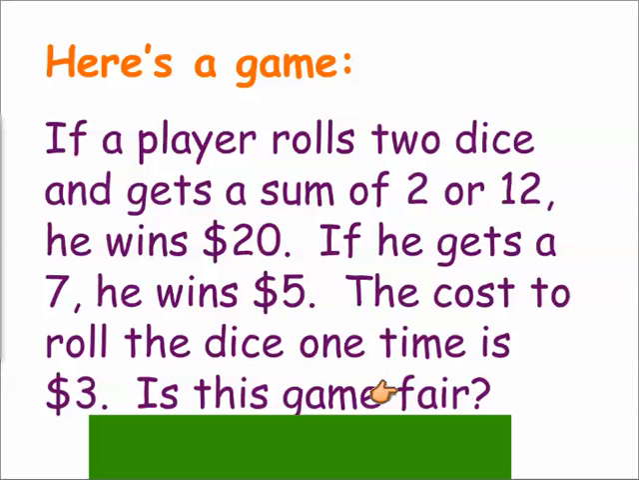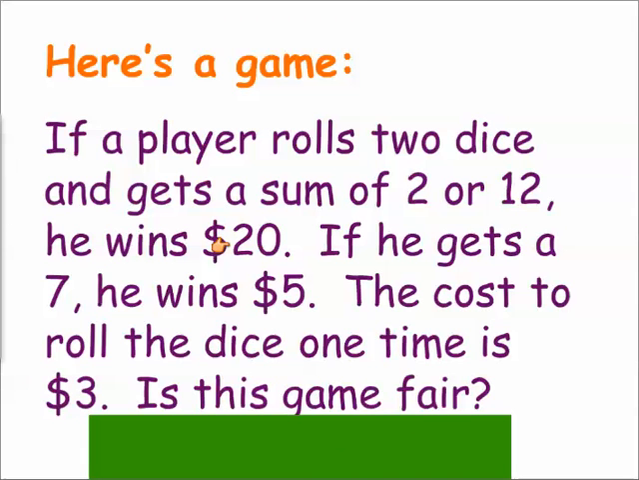So here's what we got to do. What's the probability of rolling a 2 or a 12? Well, there's only one combination that gives you a 2 and only one combination that gives you a 12. So basically, you've got 2 occurrences out of 36 that give you $20. To get a 7, there are, what? Let's see here. 6 of those? Yeah, 5 of those, 5 combinations that give you $5. And then it's going to cost them $3 every time.